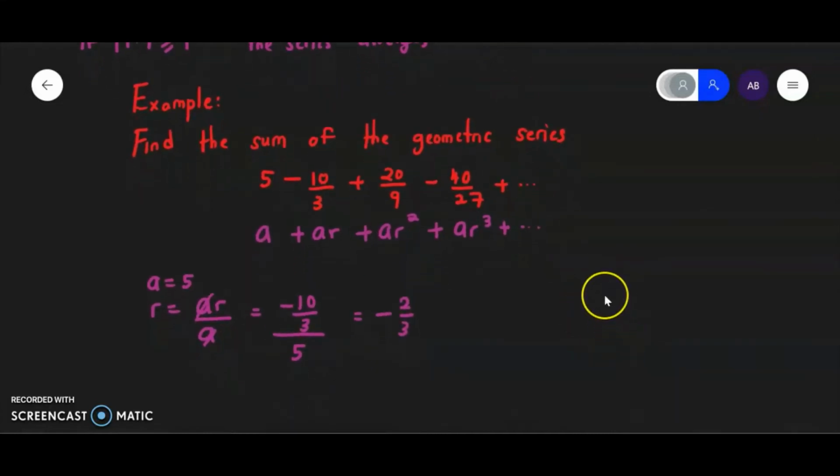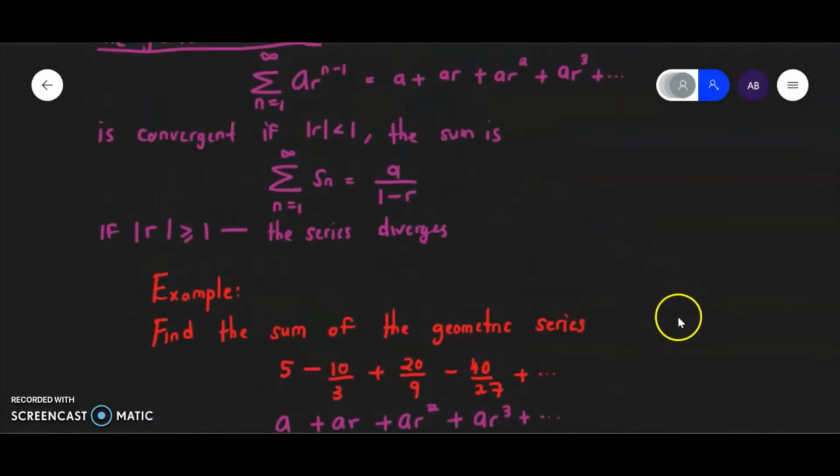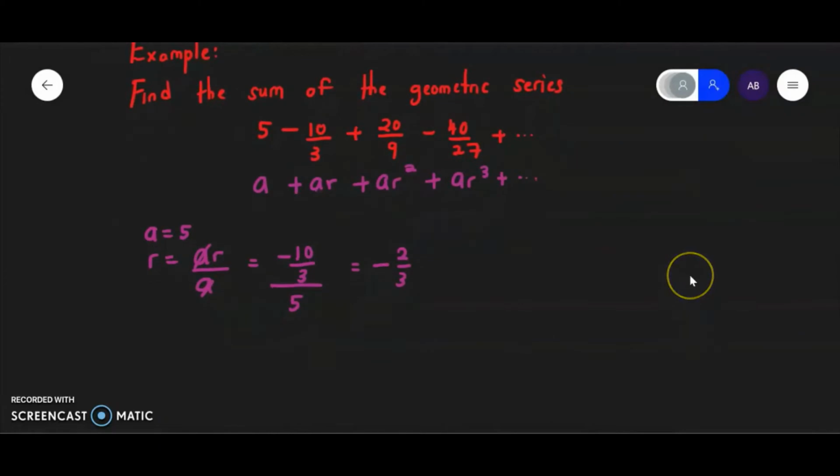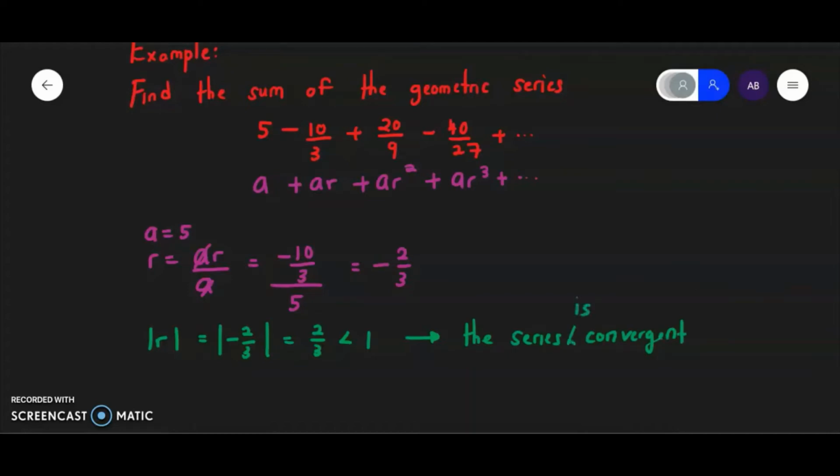Okay, now from the earlier definition here, I mentioned, right? Look at here. This geometric series is convergent if the absolute value of R is less than 1. So what is my absolute R here? Which is 2 over 3, which is less than 1. So I know that the series is convergent. Okay, the series is convergent.